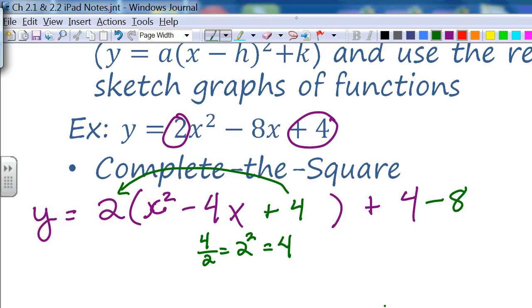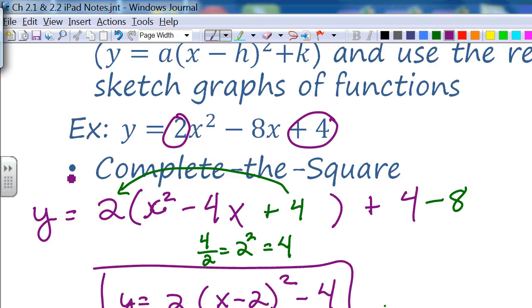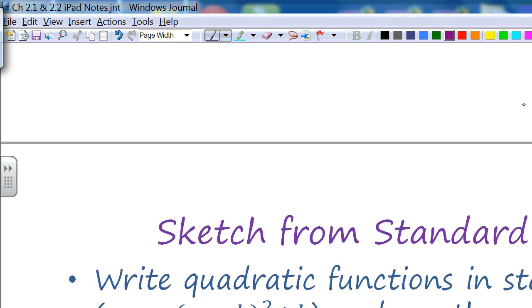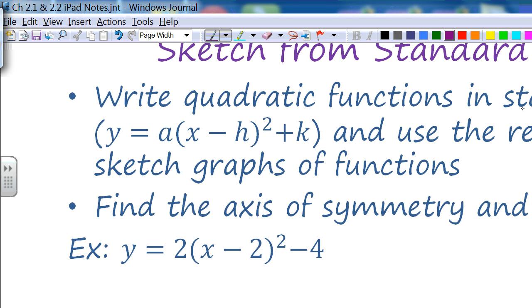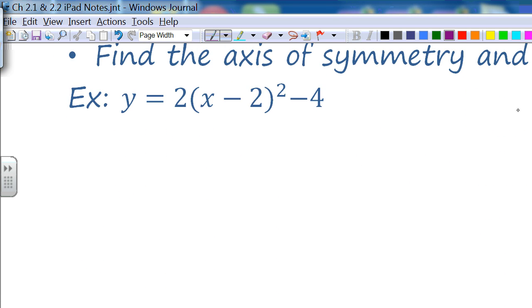Now what this leaves me with is y equals 2 times (x minus 2) squared minus 4. This would be the equation in standard form, or vertex form. It's easy to graph off of vertex form. All right, now we're going to sketch it from this form.